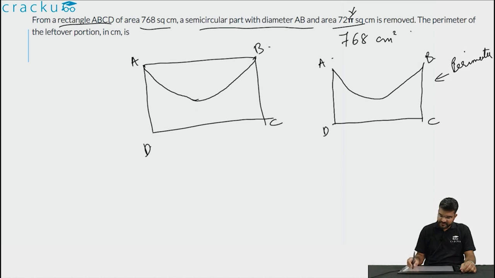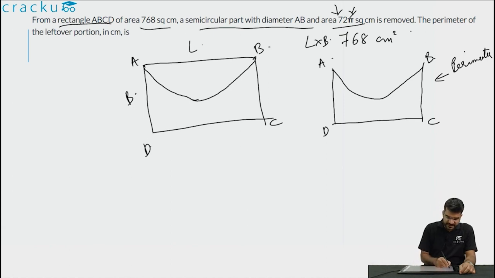So what we'll do is quite simple. We'll first assume that the length of AB is L and the breadth of AB is B. So we know that L into B is given as 768 centimeters square. But we are also given that the area of the semicircle is 72 pi.